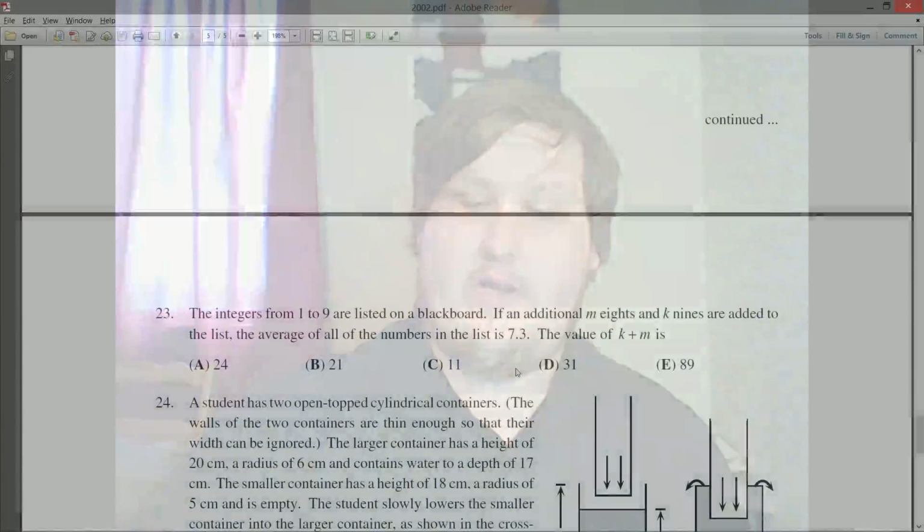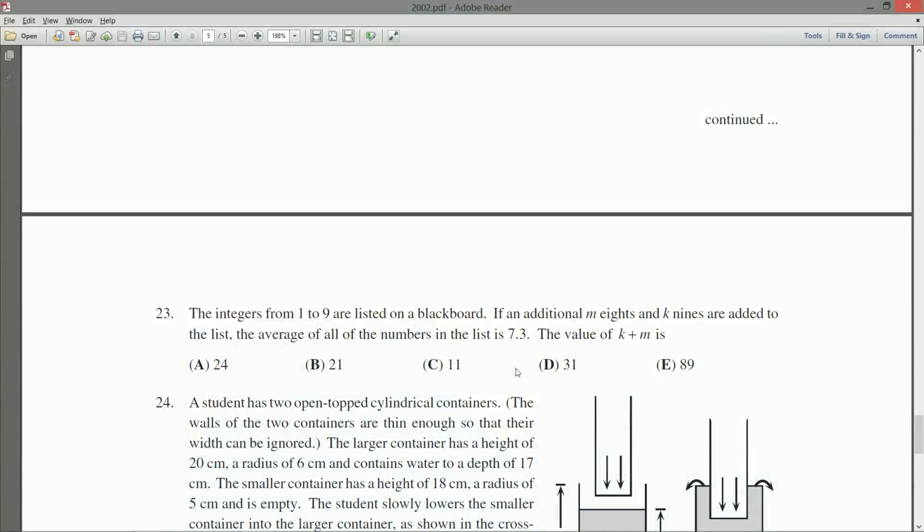Welcome back indeed to question number 23 on the grade 11 multiple choice contest from the year 2002. That's right, it's the Fermat paper. Question number 23, so let's jump right into it. What does question 23 have to say?